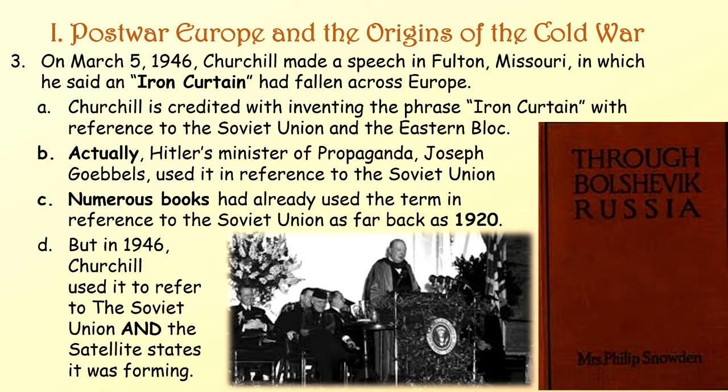On March the 5th, 1946, Winston Churchill made a speech in Fulton, Missouri, in which he said an iron curtain had fallen across Europe. Churchill is credited with inventing the phrase Iron Curtain with reference to the Soviet Union and the Eastern Bloc. But actually, Hitler's Minister of Propaganda, Joseph Goebbels, had used it in reference to the Soviet Union already. And numerous books had already used the term in reference to the Soviet Union as far back as 1920. But in 1946, Churchill used it to refer to the Soviet Union and the satellite states that it was forming.